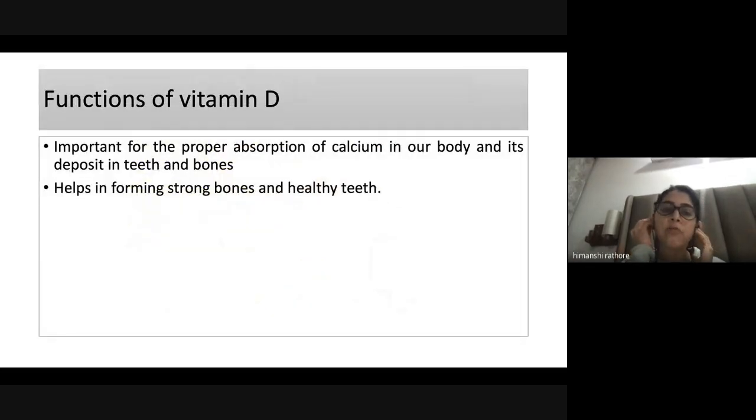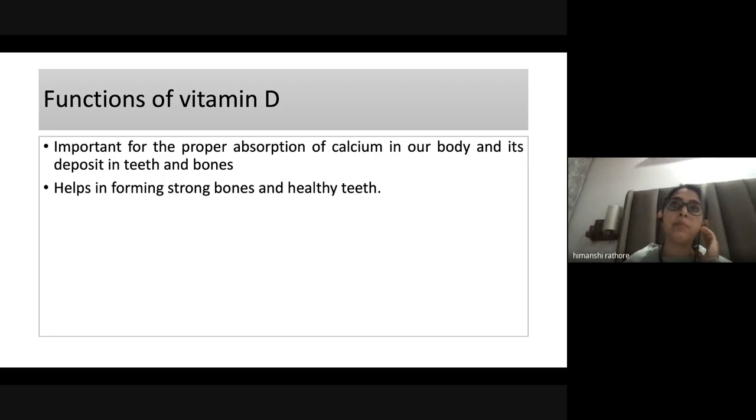So what is the function of vitamin D? Why are we saying that we have to stand outside in the sun rays? Because it helps in proper absorption of calcium in our body. And calcium, as I told you yesterday in my lecture, is important for bones and teeth. So your bones become healthy when you have a sufficient amount of vitamin D, because it helps calcium to be absorbed in good amount. So vitamin D is required for your bones, and you can write in your exams also that it is important for the proper absorption of calcium.